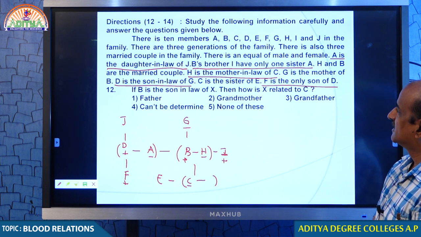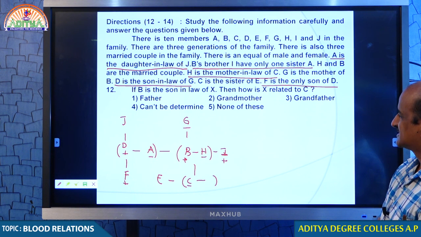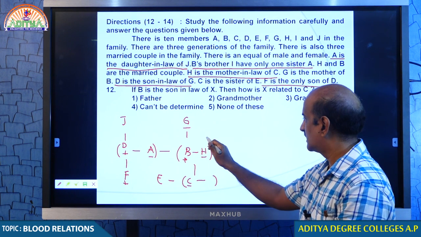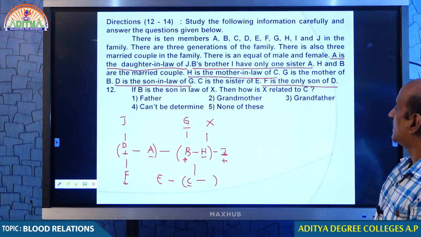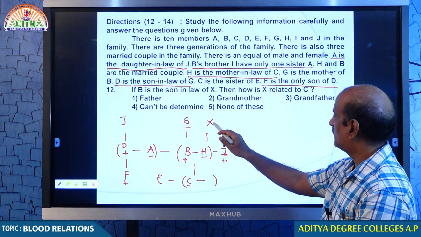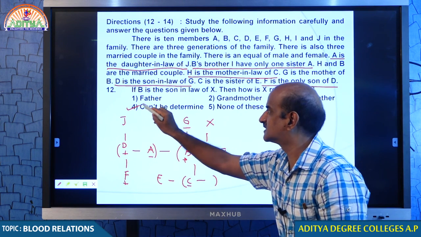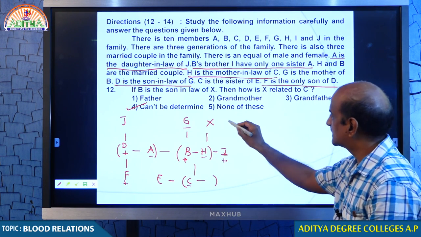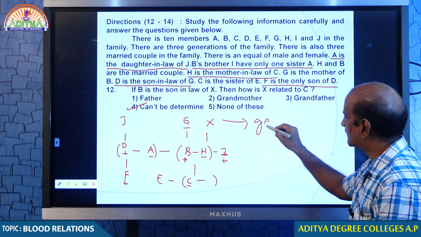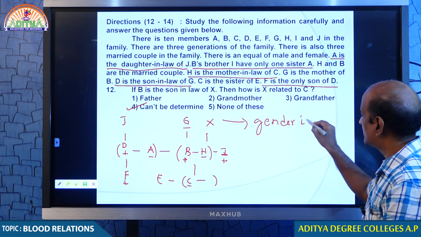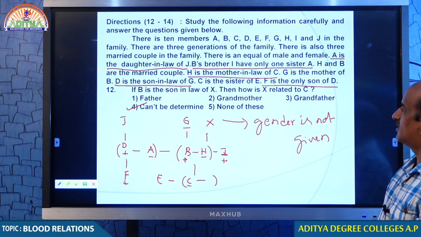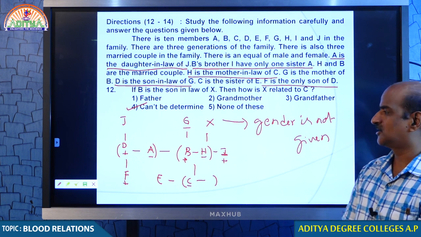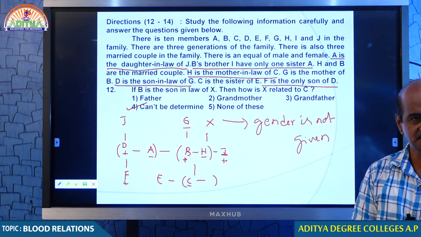Now answer. If B is the son-in-law of X, then X must be parent of H. Then how is X related to C? Can't say. The reason is X's gender is not given. Therefore, when X's gender is not given, obviously we cannot make any comment. Hence your answer is can't say. Okay, students?